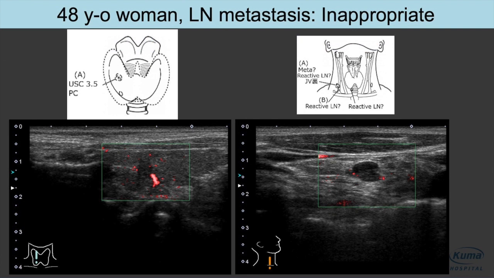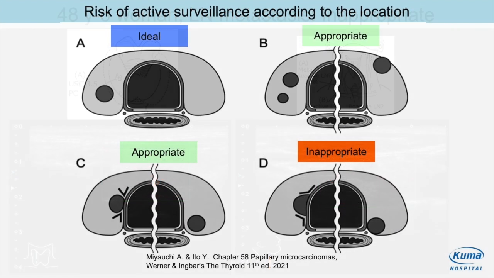Of course, lymph node status should be carefully evaluated because papillary carcinoma can metastasize to the regional lymph node as shown here. This figure shows the summary of ultrasonographic risk assessment.